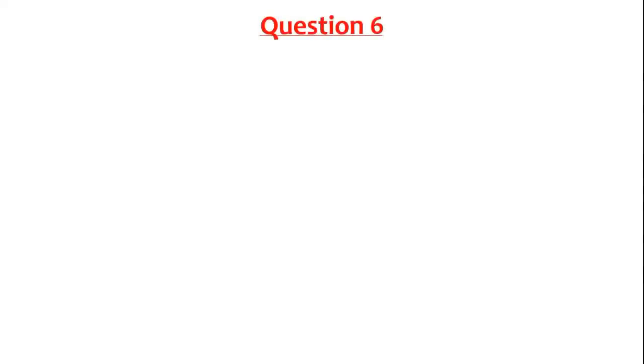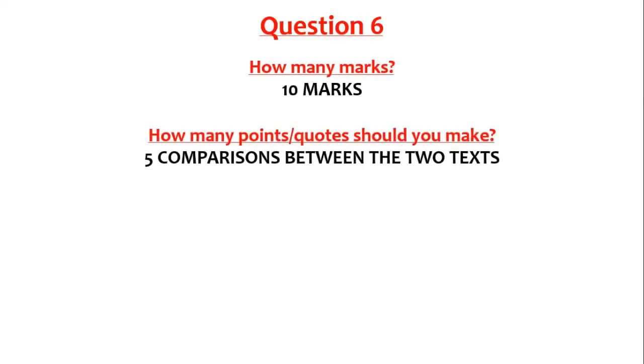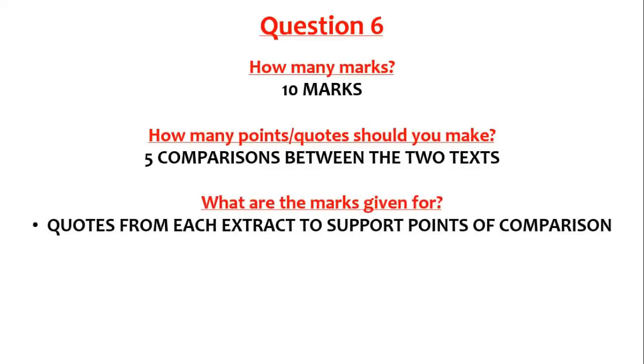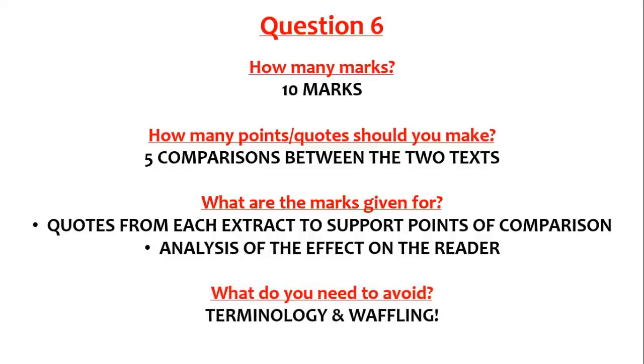Okay, to sum up then this question, it's the second compare question, number 6. It's worth 10 marks. You should be looking for 5 comparisons with quotes for each one, and an analysis on the effect on the reader. So you're going to get marks for picking out the quotes, saying why it's hard, but then you're going to say, well, why has the writer done what they've done? What do you need to do? We don't need loads of terminology, and do not waffle.